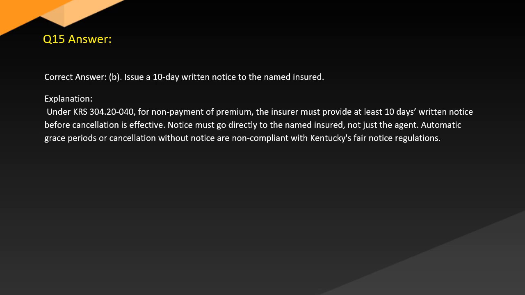Explanation. Under KRS 304.20040, for non-payment of premium, the insurer must provide at least 10 days written notice before cancellation is effective. Notice must go directly to the named insured, not just the agent. Automatic grace periods or cancellation without notice are non-compliant with Kentucky's fair notice regulations.